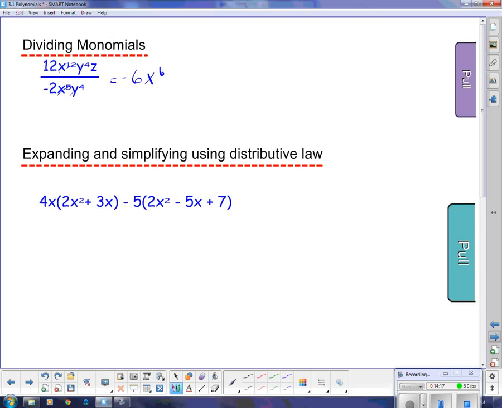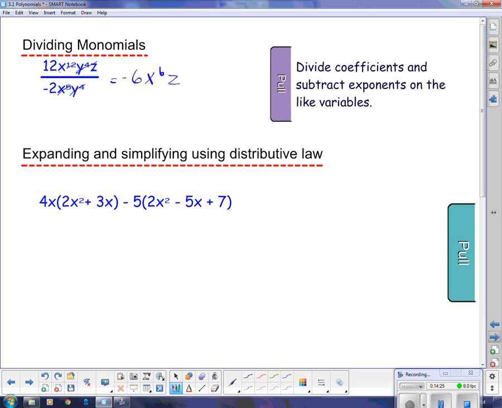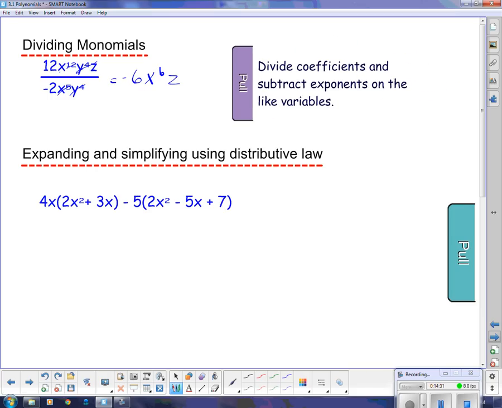And these 4 y's are going to divide away those 4 y's. So there's no y's left at all. And that z doesn't get divided by anything. So it's just a z. And so the rule is divide coefficients and subtract exponents on the like variables.